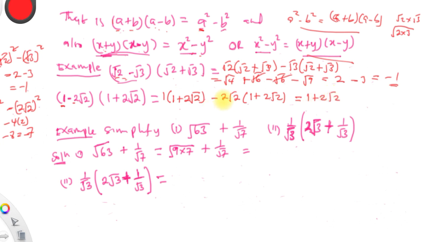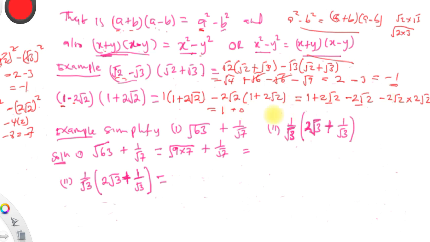Then negative 2 root 2 times positive 1, the answer is negative, so we get negative 2 root 2. And then we have negative 2 root 2 times positive 2 root 2. So this and this, what do we get here? We get 1. And then 2 root 2 minus 2 root 2, you get 0. So let me say plus 0.